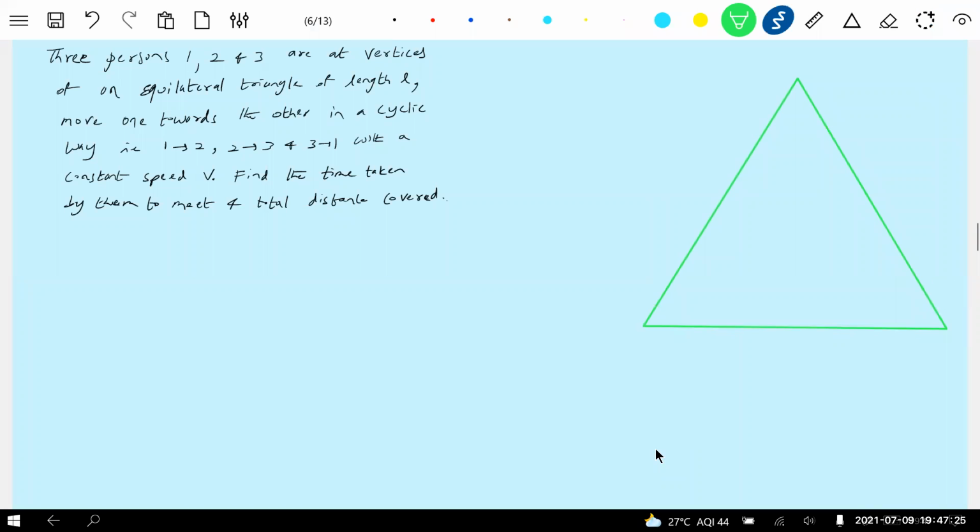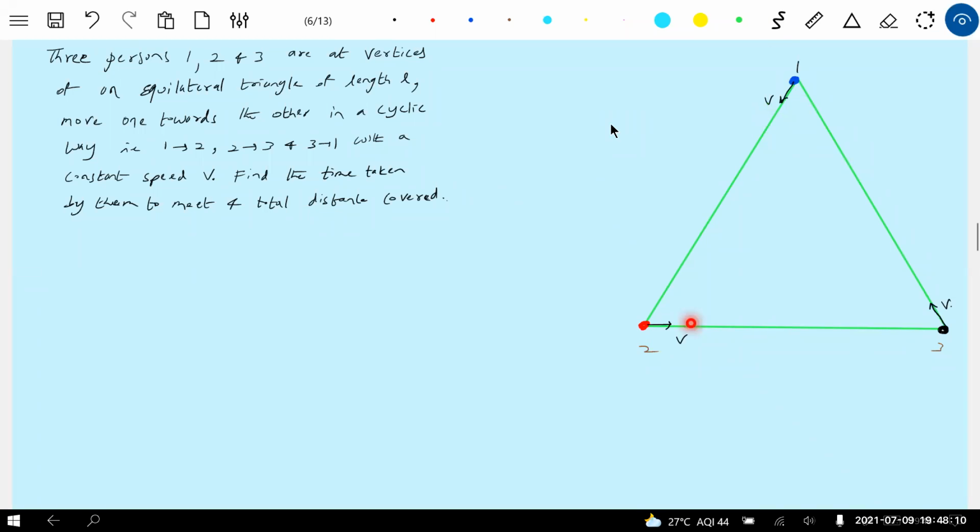So person 1 is here. It's very difficult to show the persons, so I'll take help of different colors. 3 persons are there. Person 1 will always move towards 2. At t equals 0, there is this position. After some time, initially at this instant, this will be the velocity. Then 2 will have velocity directed towards 3. 3 will have velocity directed towards 1. After some time, 1 will be here.